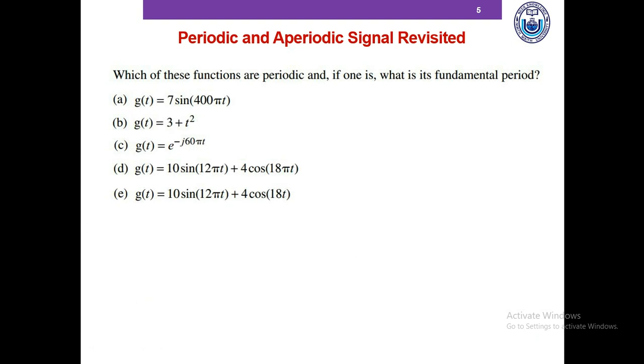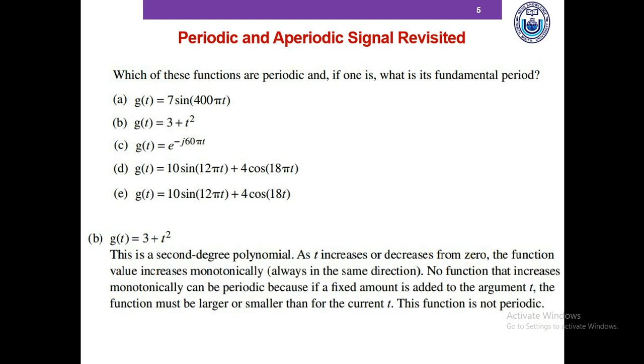Okay, for problem B, you have a function 3 plus t squared. Now, for this function, you don't have a pattern that gets repeated in every t seconds. So this is a monotonically increasing polynomial, and there is no pattern that gets repeated in every t seconds or something. So it's not a periodic signal; it's an aperiodic signal.